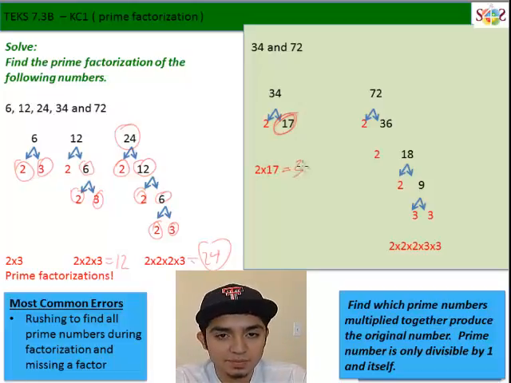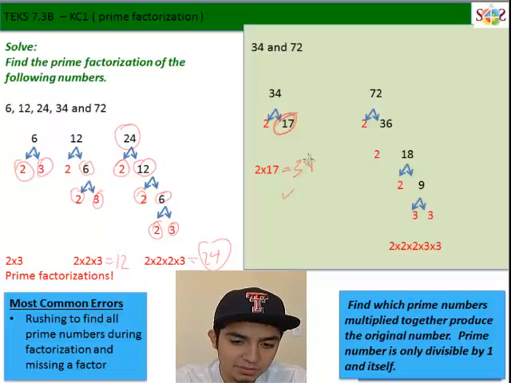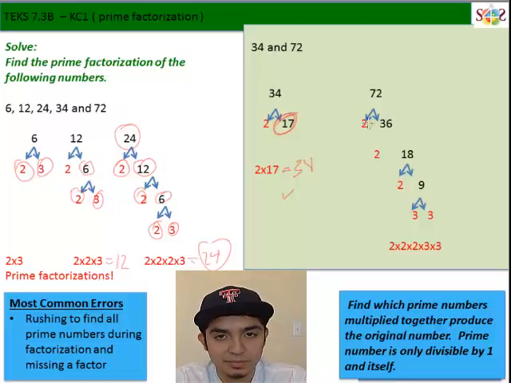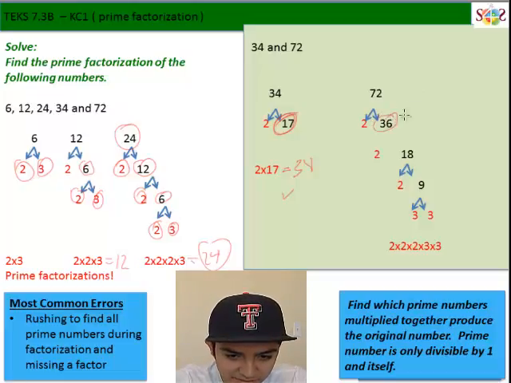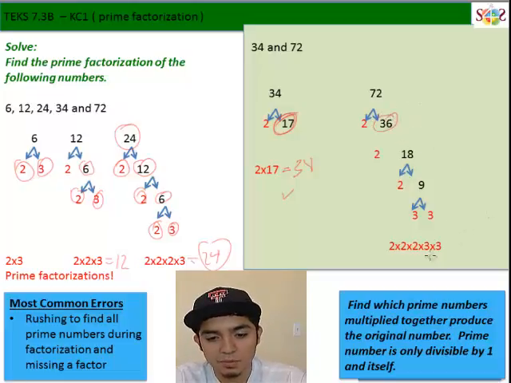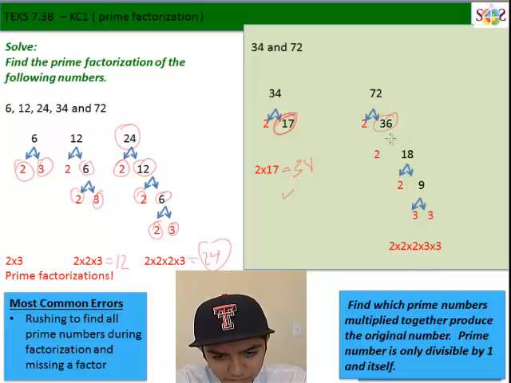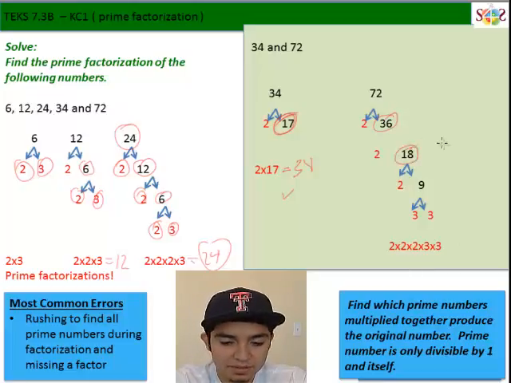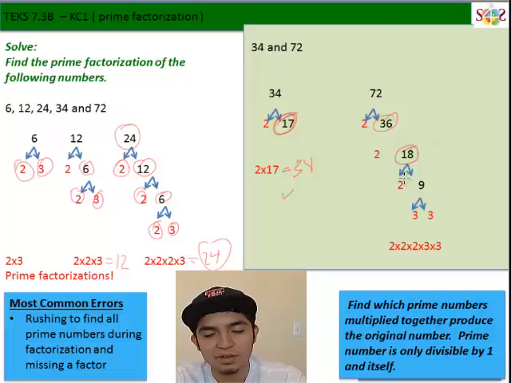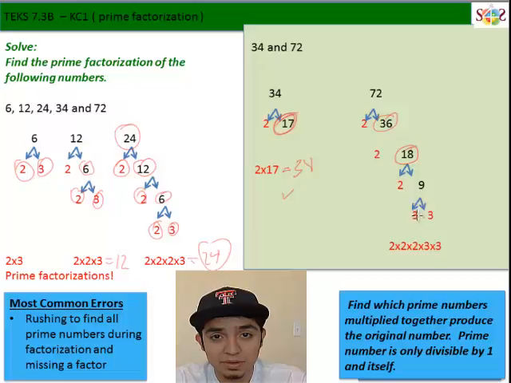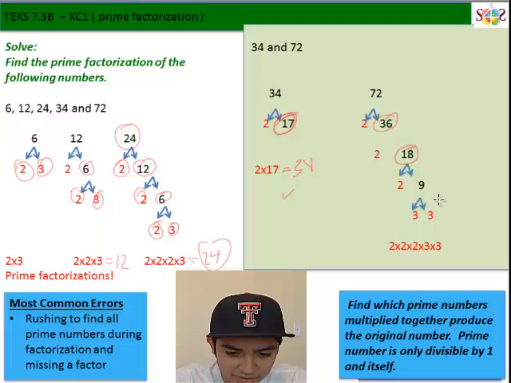Now we have 72. We're going to divide 72 by 2, and then it's going to give us 36. And then, since that's not a prime number, we're going to divide 36 again by 2, which gives us 18. Then we're going to divide 18 again by 2, since it's not a prime number, which is 9. And here we have our first example that you're not always going to divide by 2. So 9, we're going to divide by 3, since 2 doesn't go into it and make a whole number. So we're going to have 3 times 3 here.